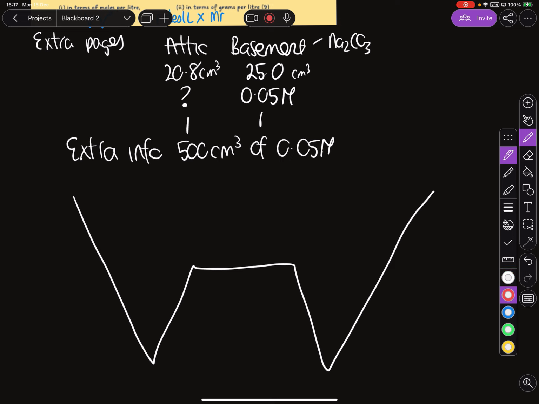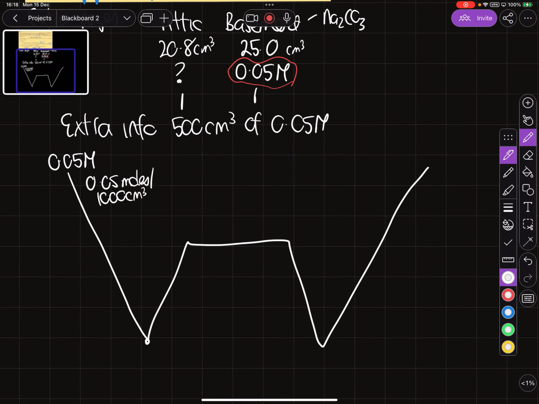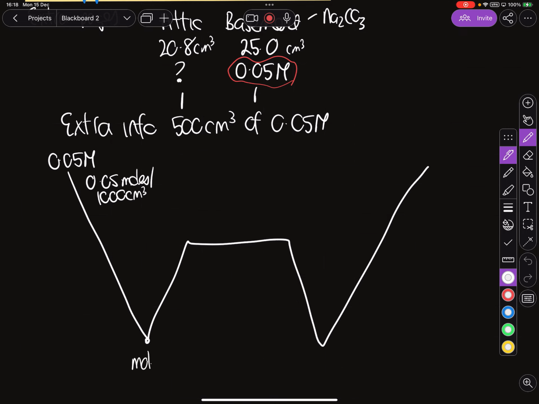We know that this is our way in. So we set it up as 0.05 molar big M. That means 0.05 moles in 1,000 centimeters cubed. Really important that you recognize that. We know we're going down, and when we go down, we want moles per centimeter cubed. So to go from moles per 1,000 to moles per 1, we're going to have to do a division, like so. And when I do that, I am going to get 5 by 10 to the minus 5 moles per centimeter cubed.